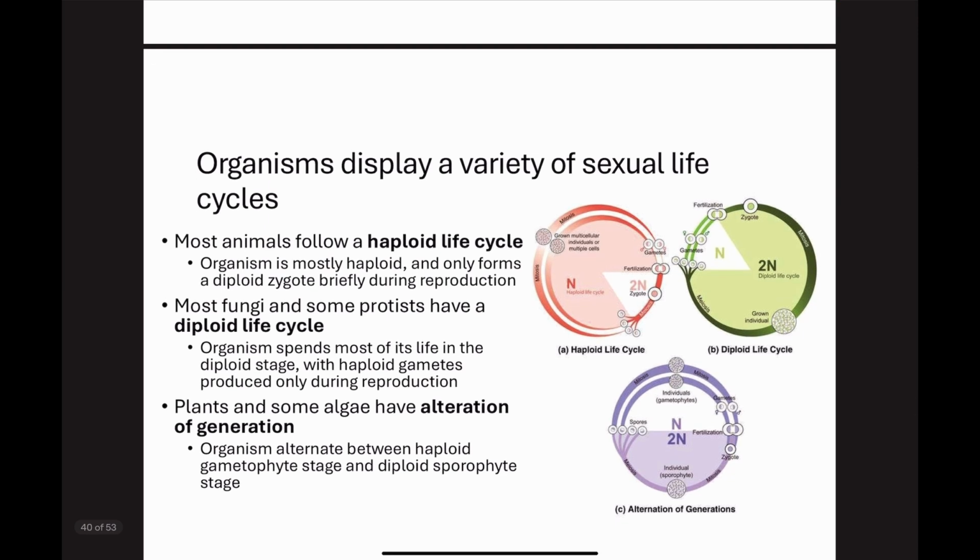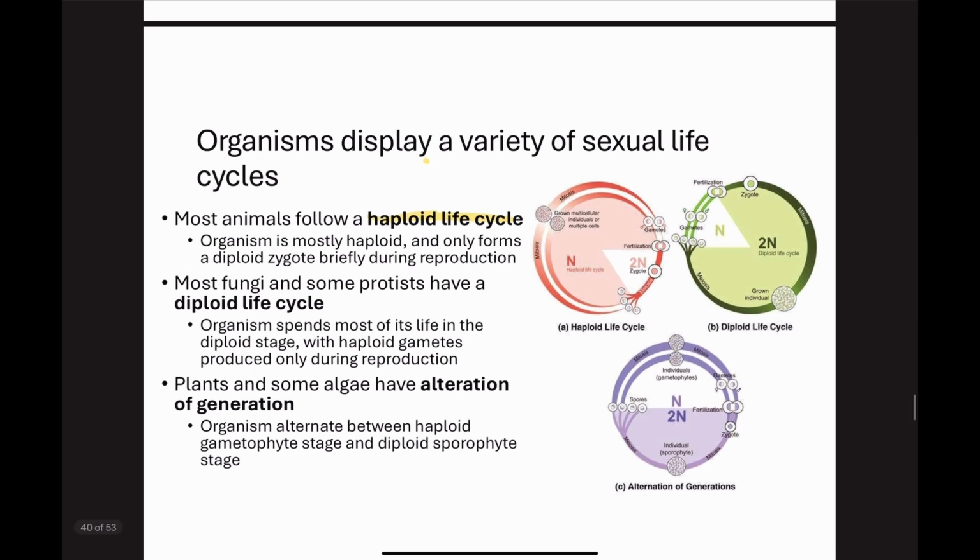Most of the animals, including humans, have the first type of life cycle, which is that haploid life cycle. What this means is that gametes are the only haploid cells that we have. Our gametes do not divide, but instead they're going to fuse to form a diploid zygote that divides by mitosis to produce a multicellular diploid organism.